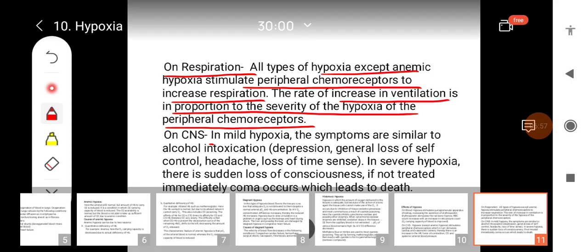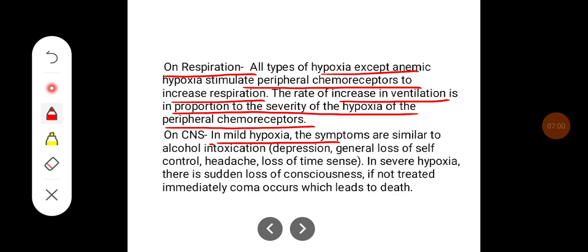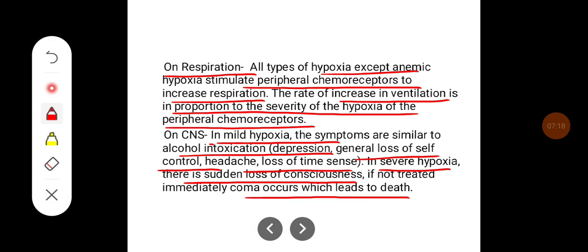On the central nervous system, in mild hypoxia, the symptoms are similar to alcohol intoxication. That is, there can be depression, general loss of self control, headache, and loss of time sense. In severe hypoxia, there is a sudden loss of consciousness, and if not treated immediately, coma occurs and it can lead to death.